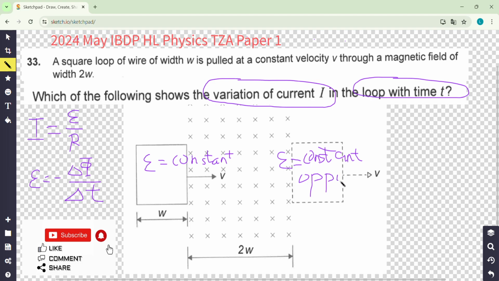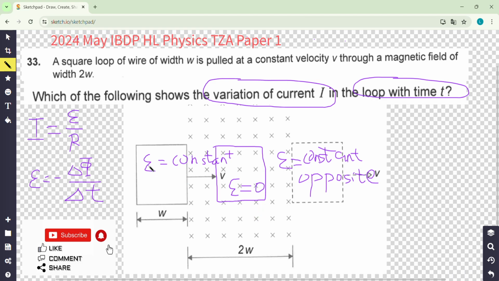The current is opposite in direction to when it was entering the magnetic field. And when the coil is completely inside the magnetic field, it is fully surrounded by the field, so the rate of change of magnetic flux is 0, so the induced EMF and the induced current are 0. So what is the answer?